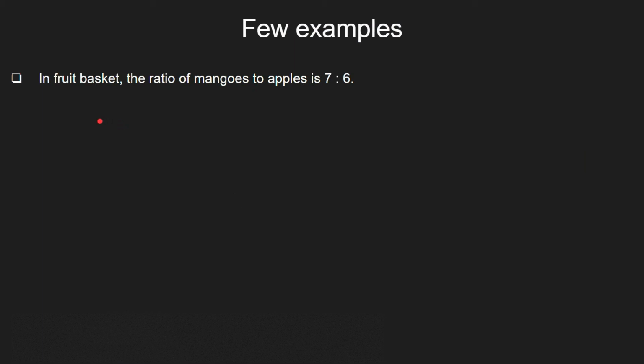So let's take a look at a few examples. In a fruit basket, the ratio of mangoes to apples is 7:6. This statement does not tell us the number of mangoes or the number of apples or the number of total fruits. It only tells us that the fruits in the basket can be divided into a number of certain groups, with each group having 7 mangoes and 6 apples.